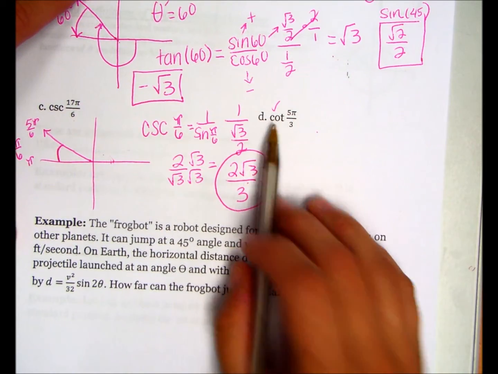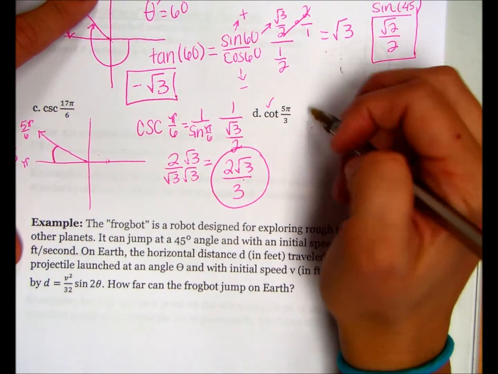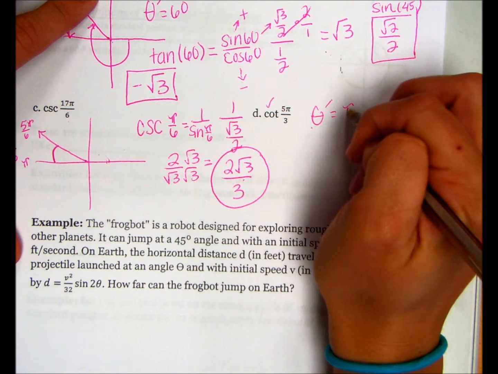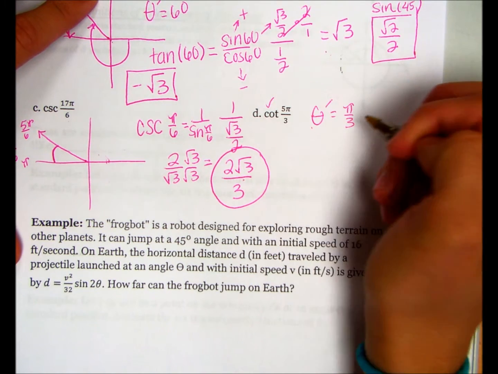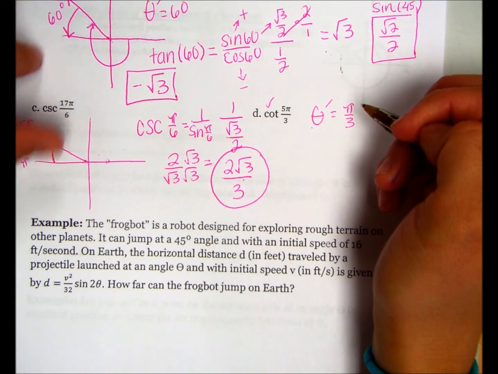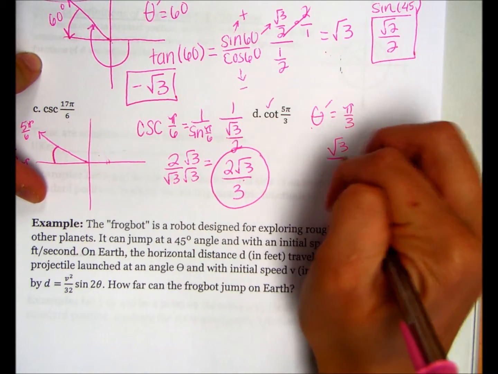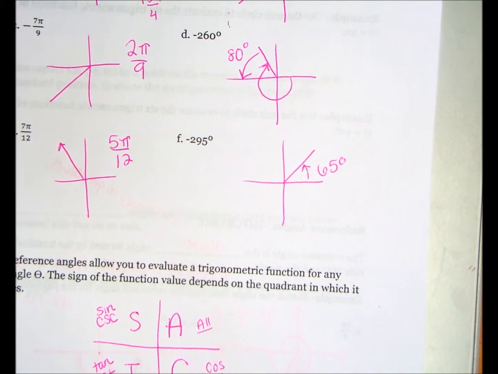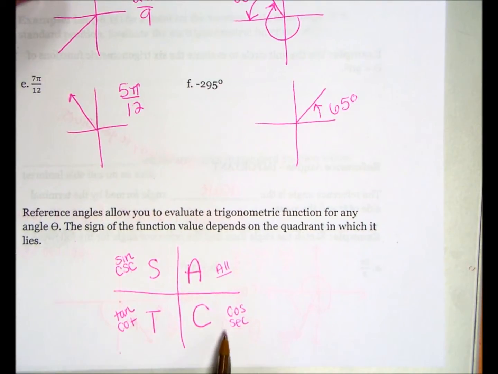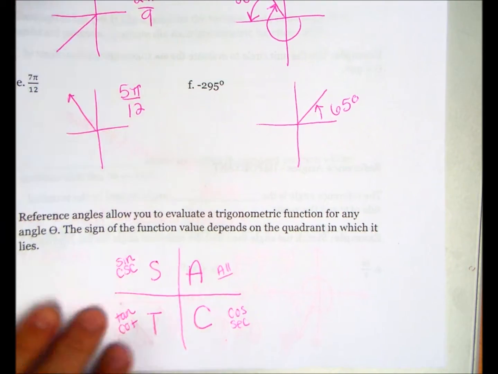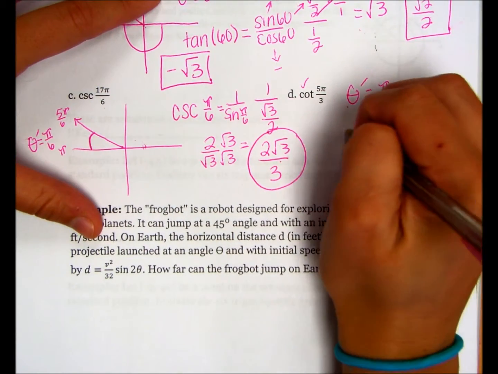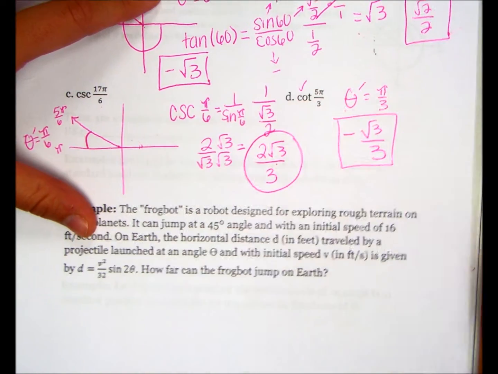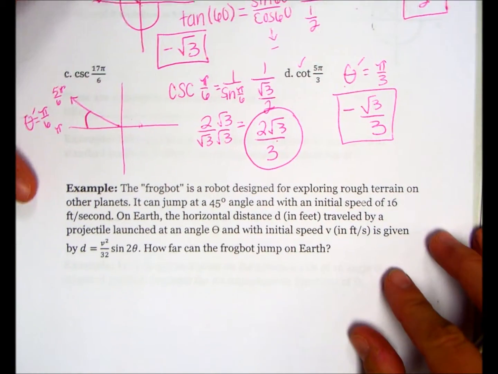With D down here, you should have gotten your reference angle as pi over 3. So when you took cotangent of pi over 3, you would have gotten the square root of 3 over 3. Now I'm in quadrant 4. Quadrant 4, cosine and secant are positive, meaning that cotangent is negative. So my final answer here is negative square root of 3 over 3.